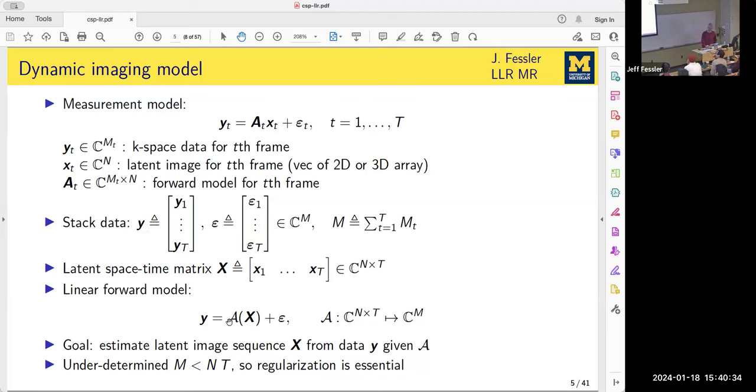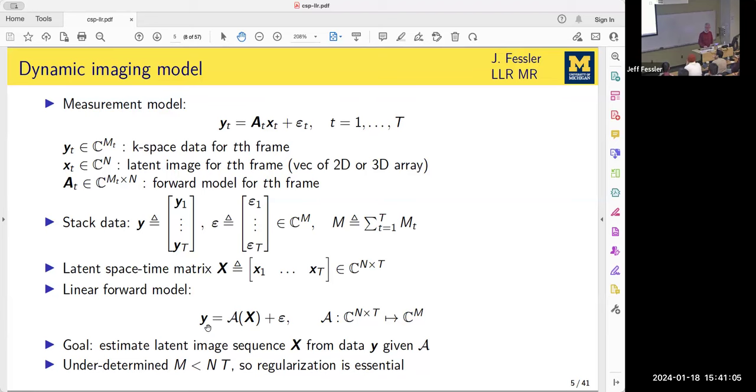Once we stack all that together, we can write a forward model: Y equals A of X plus epsilon. A is a linear operator, not a matrix, because it's mapping a matrix into a vector. Virtually always in dynamic MRI, the number of measurement points we have is far less than the number of things that we would like to reconstruct. So some kind of model assumption, dimensionality reduction, whatever you want to call it, regularization is essential. You can't just do ordinary least squares here because it's an underdetermined problem.